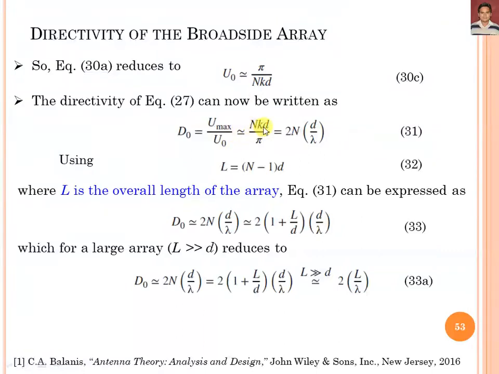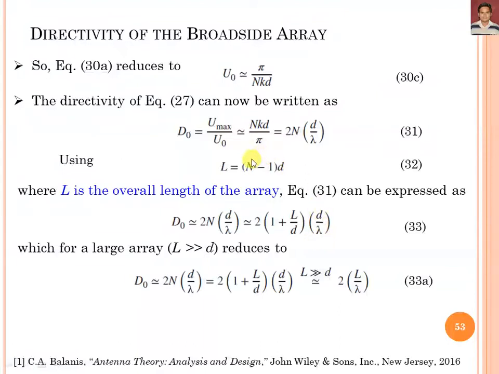Then we get nkd upon 4 pi, and this equation can also be written in terms of the number of elements and the spacing between the elements, which is equal to twice n d upon lambda, where k is equal to 2 pi upon lambda. If the length of the array L is equal to n minus 1 times d, then equation 31 can be expressed as D naught equal to 2nd upon lambda, which is equal to twice of 1 plus L by d times d by lambda.